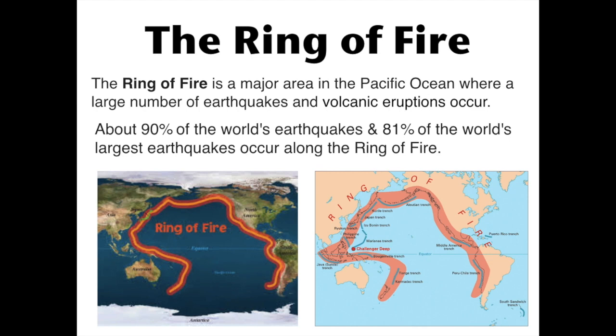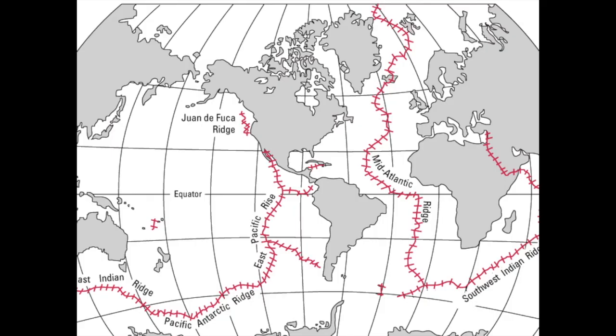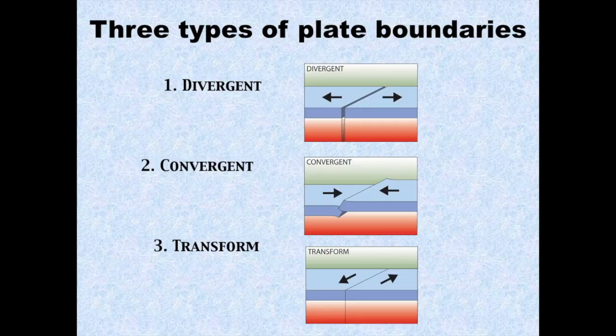The Ring of Fire is the area along the Pacific Plate where you have a lot of magma coming up because of the plate boundaries. You have a lot of earthquakes in this Ring of Fire. In this picture, you can identify where the plate boundaries are. And this is going to lead into another picture that's going to go in a little more detail about the movements of the plates. But before we look at that, let's look at the types of plate boundaries.